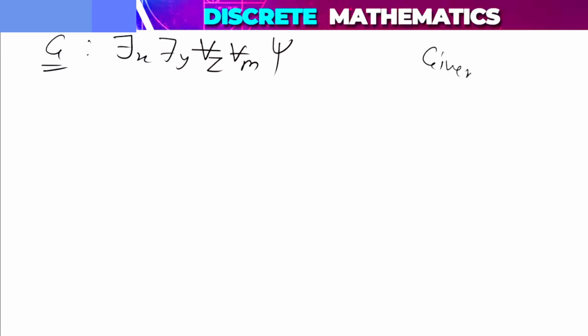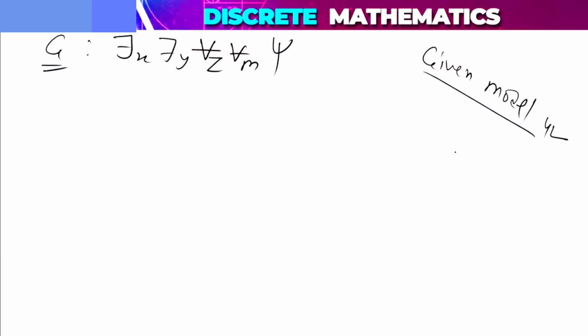So why was I telling you this? Let's see. Consider this: there exists x, there exists y, for all z, for all m. Let's consider this small example. This is your g. Now for this, assume that they give you a model of size 4. Let's assume this is given to you.